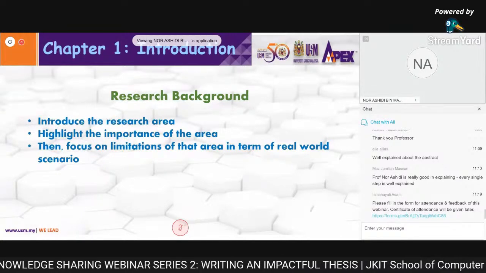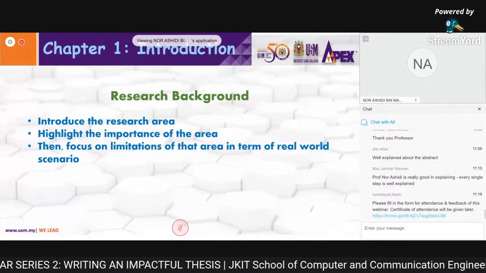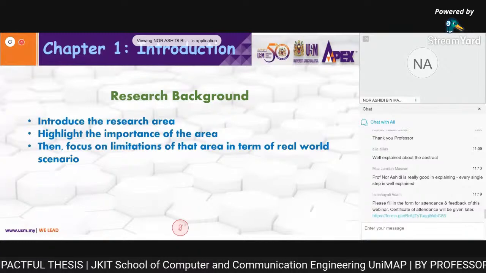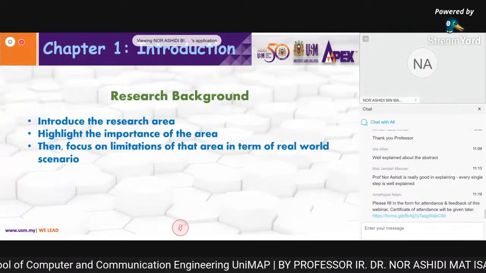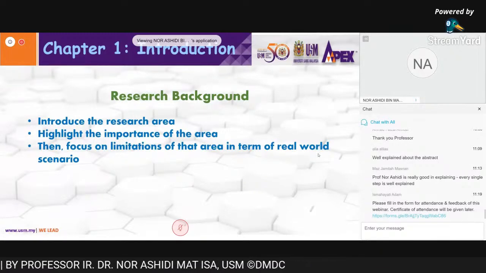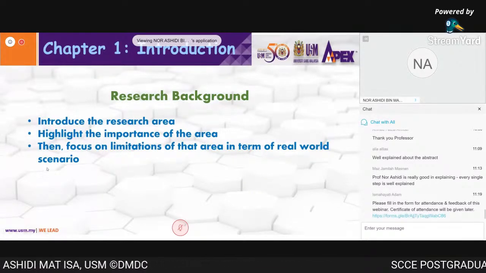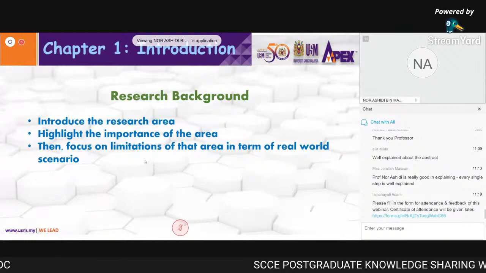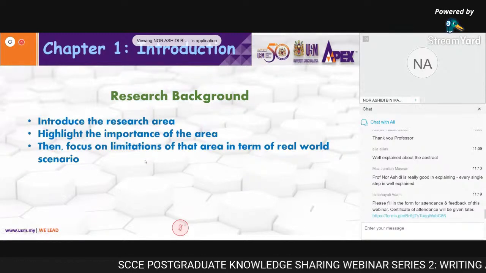Okay, and then highlight the important area. So what do you want to focus on? You want to focus on pap smear. So introduce pap smear. Okay, and then the limitations of that area in terms of the real world scenario. What are the problems? Because now you are not yet on the specific research gap.